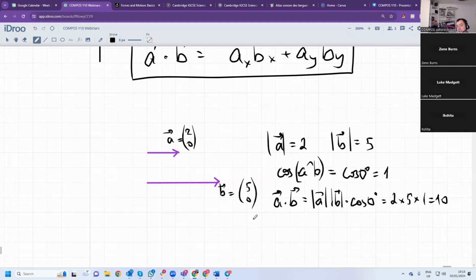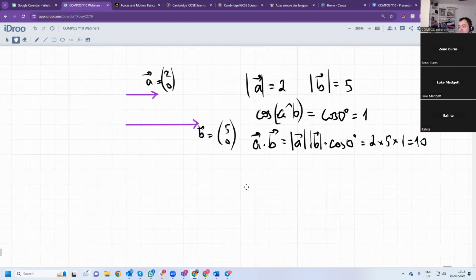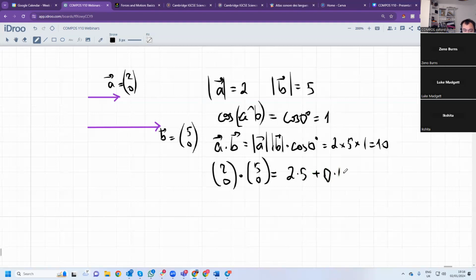So if the vectors are in the same direction, all you need is just to multiply their lengths. That's easy. Let's test if it works with the columns. (2, 0) multiplied by (5, 0) is equal to 2 times 5 plus 0 times 0, which is 10. So it works. Same result if you use this or this method.